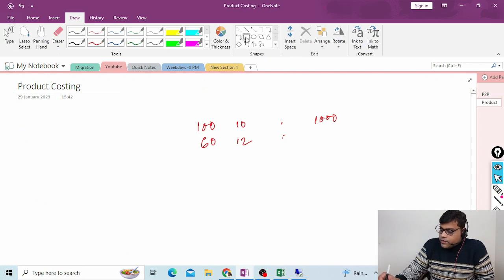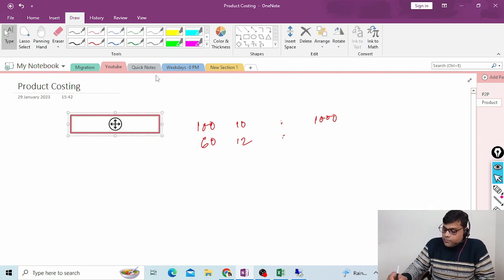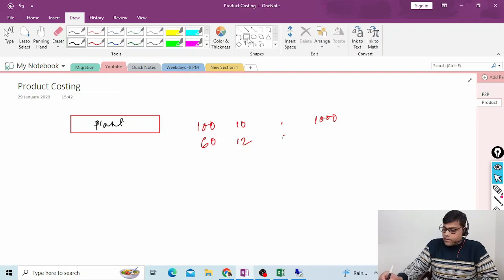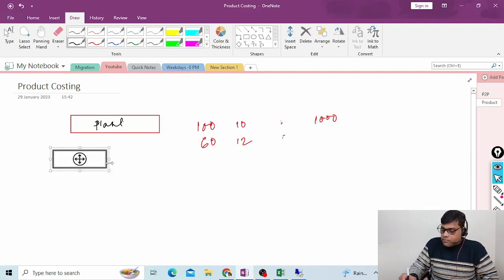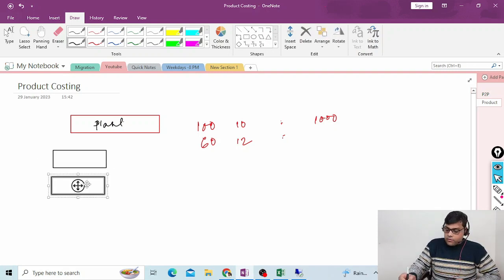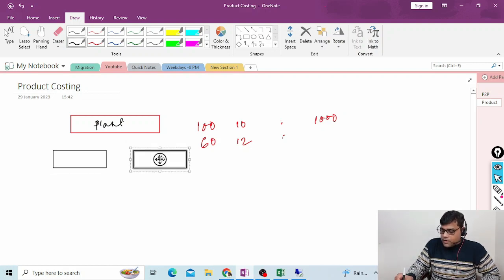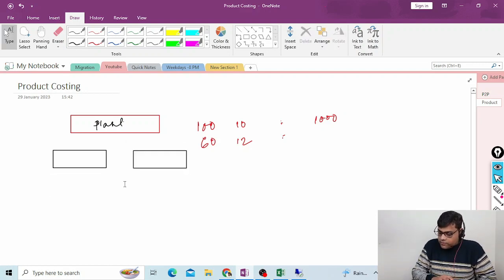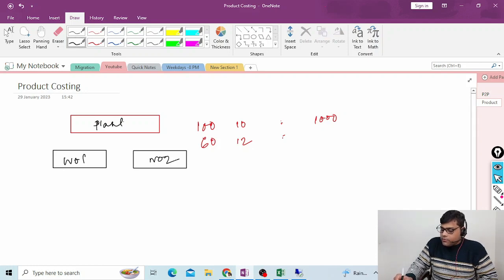so we know that we have plant. At a high level we have the plant from the organization structure point of view. Under plant we may have multiple work centers. I'm just designing what my cost calculation is in this example. We can use as many work centers as we want. So here I have used two work centers, W01 and W02.